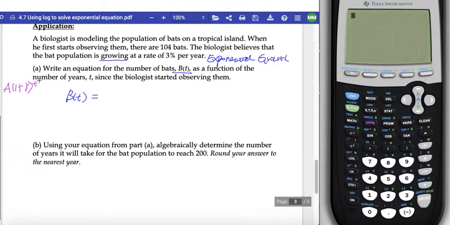Now we just plug the values into the right places. We know the initial number of bats is 104, and the rate is 1 plus r. This is 3%, which we convert to a decimal, 0.03, over the time t, which is the number of years. After t years, this is going to be the number of bats. You can also just combine the two as 1.03 to the power t. So that can be simplified this way.